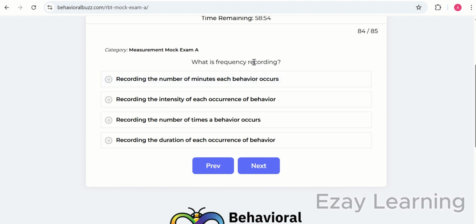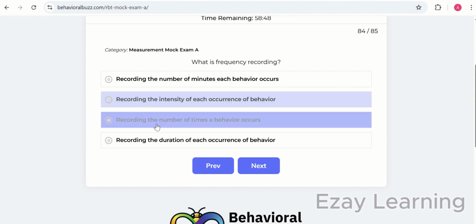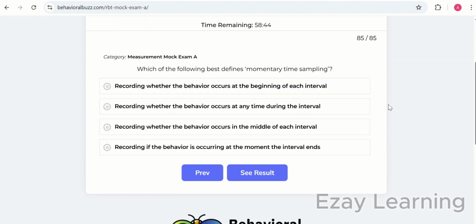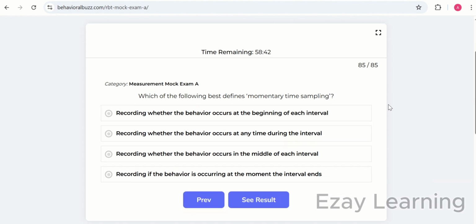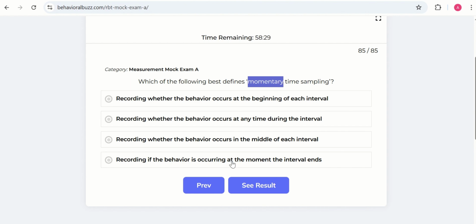What is frequency recording? The number of counts or the number of responses, recording the number of times a behavior occurs. Which of the following best defines momentary time sampling? So for momentary time sampling, the behavior has to occur at the very end of the interval.